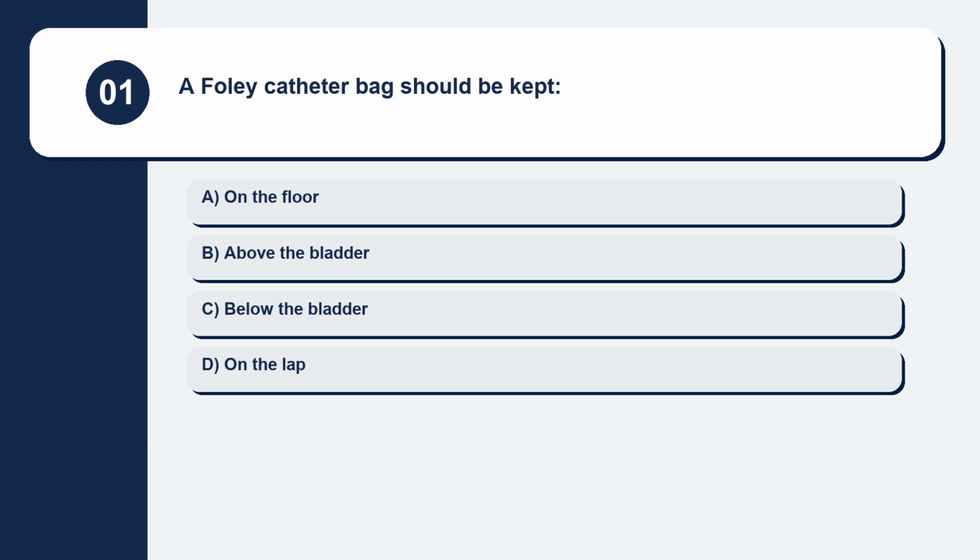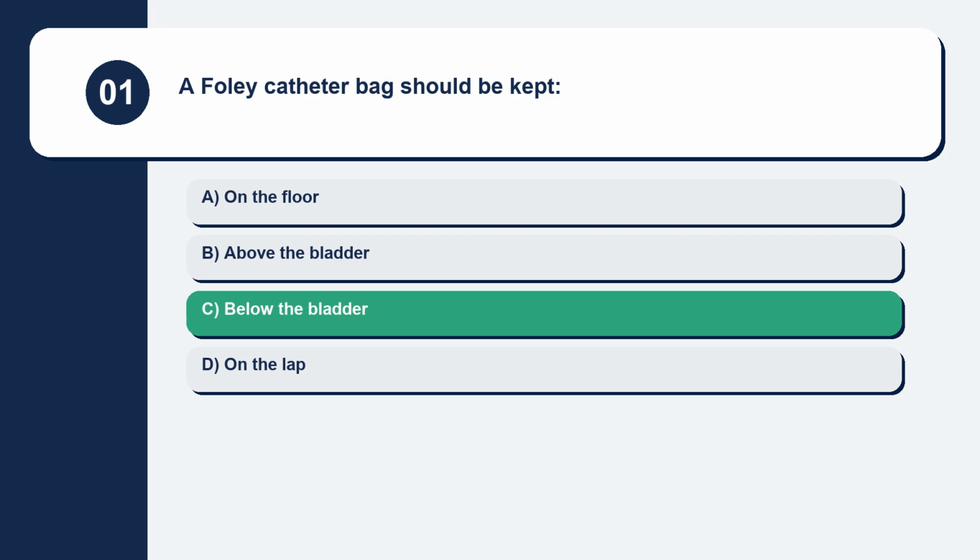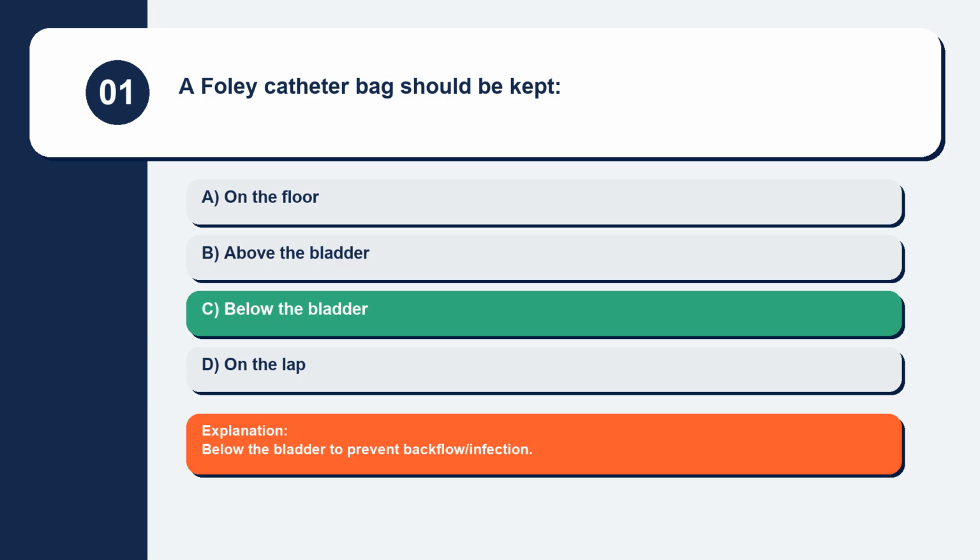Question 1. A Foley catheter bag should be kept on the floor, above the bladder, below the bladder, or on the lap? Below the bladder, to prevent backflow and infection.